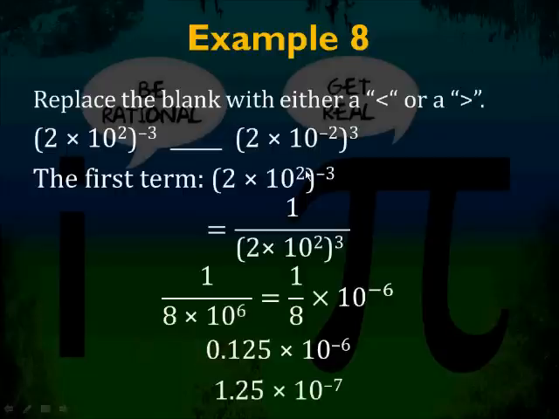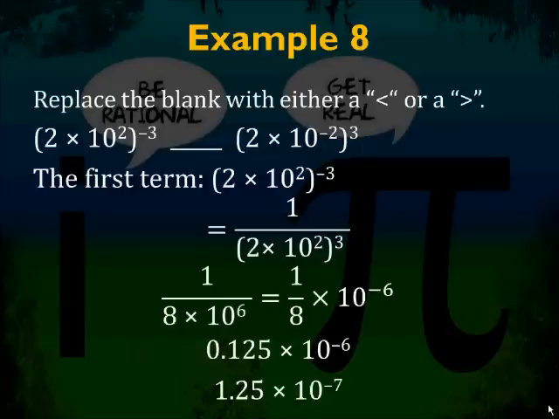So all I did was convert this to a decimal using scientific notation. First, 1/8 times 10 to the negative 6th. The 1/8 is 0.125. The 0.125 is the same as 1.25, and then I took one of the 10s and borrowed it. So it's 1.25 times 10 to the negative 7th.